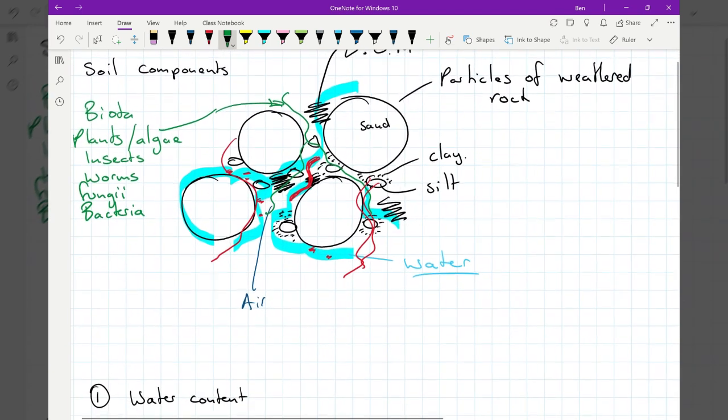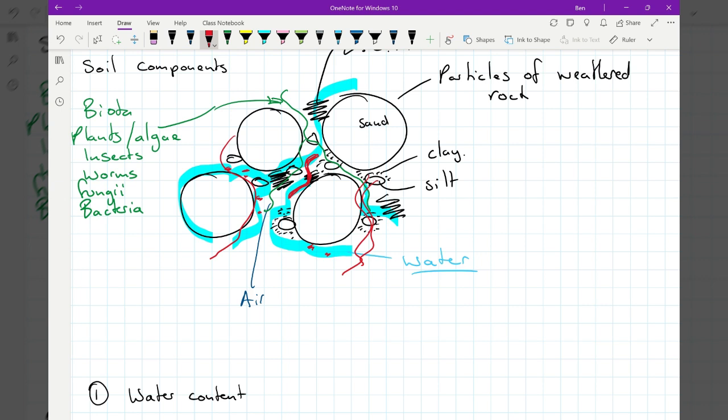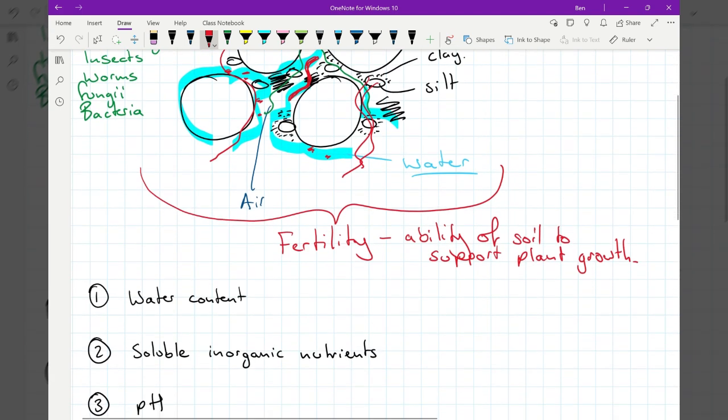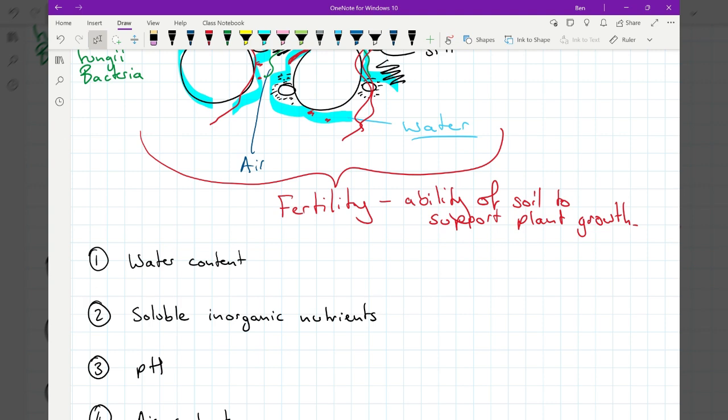Now, all of these features work together to make our soil fertile. Different proportions of these things give us our fertility. Fertility is the ability of soil to support plant growth, and from that, we can then grow our crops and feed ourselves. So what we've got to look at then are some of the features of soil fertility.